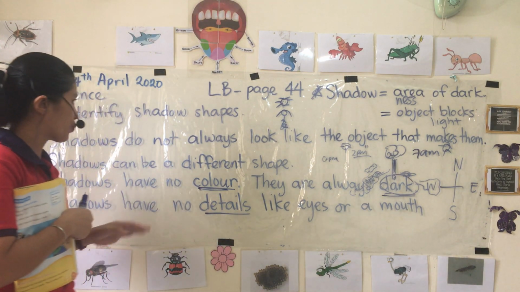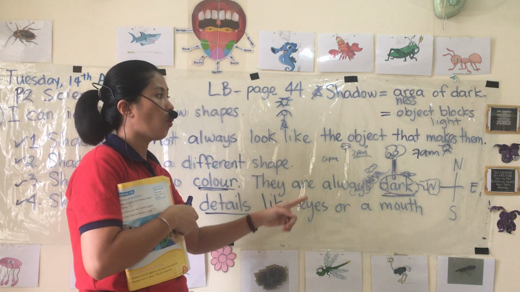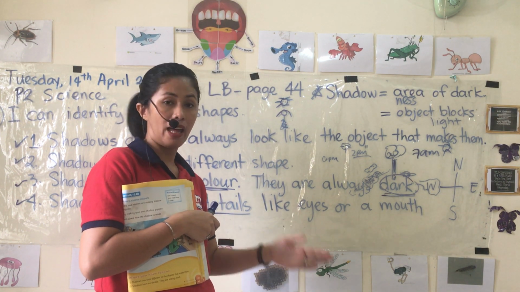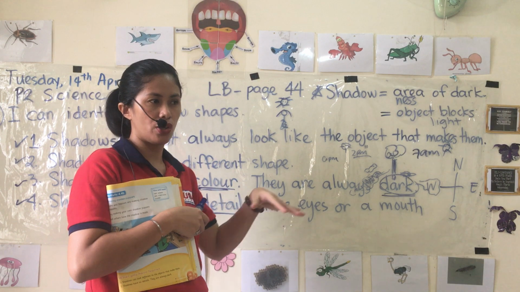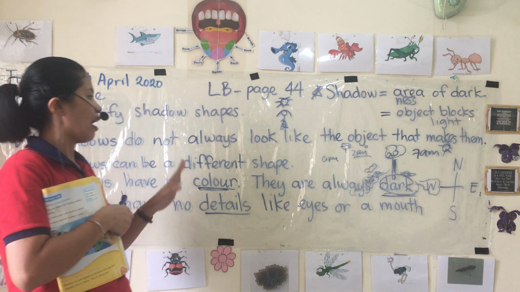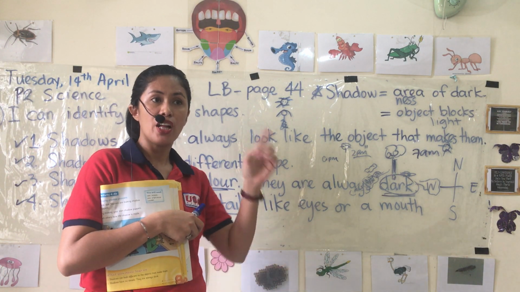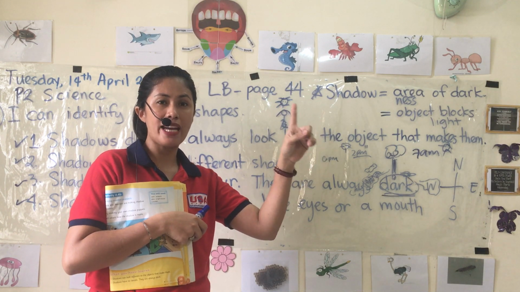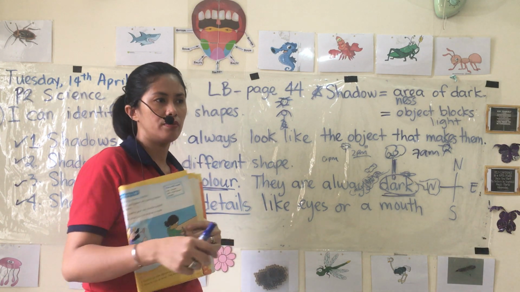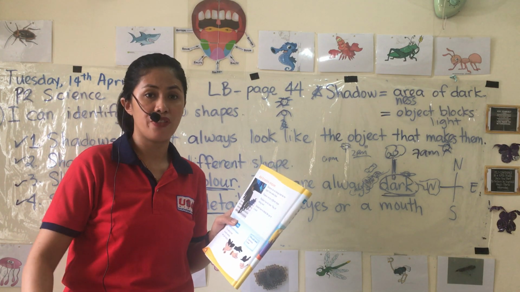Alright, again, to review, shadows do not always look like the object that makes them. So if I am the object, my shadow doesn't look like me. Sometimes it's shorter, sometimes it's longer, and shadows can be a different shape depending on the position of the source of light, and there may be other reasons, like the stairs, that can make your shadow different.